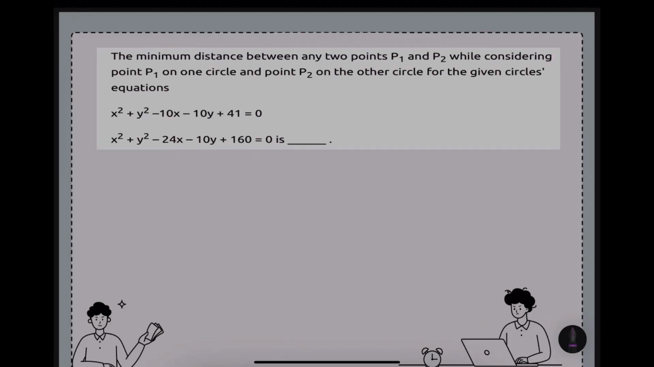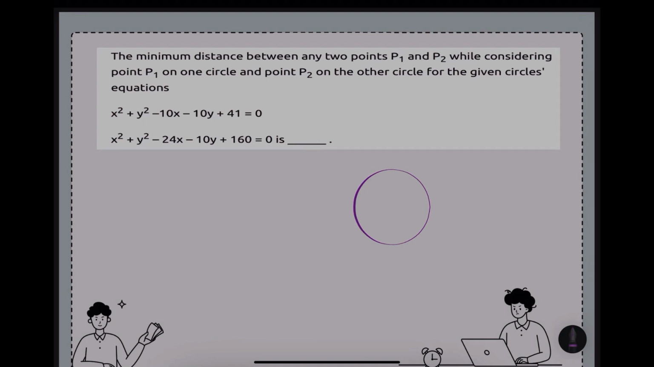So we got this question. The minimum distance between any two points P1 and P2, while considering the point P1 on circle 1 and P2 on circle 2, is given by the circle equations. So you have two circles. Suppose this is the first circle and suppose this is the second circle.